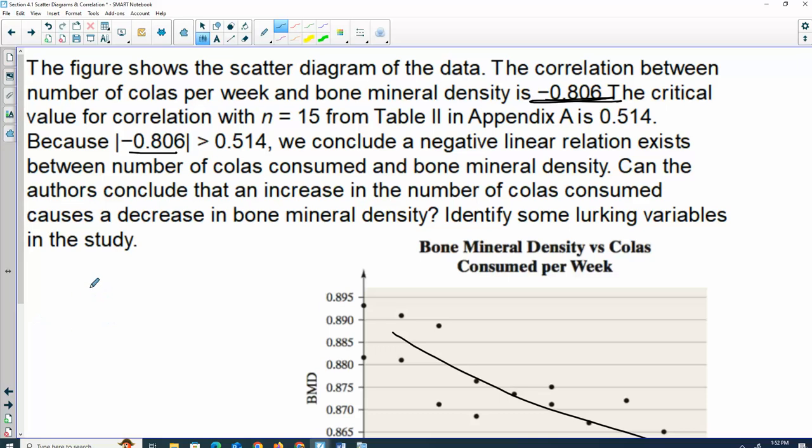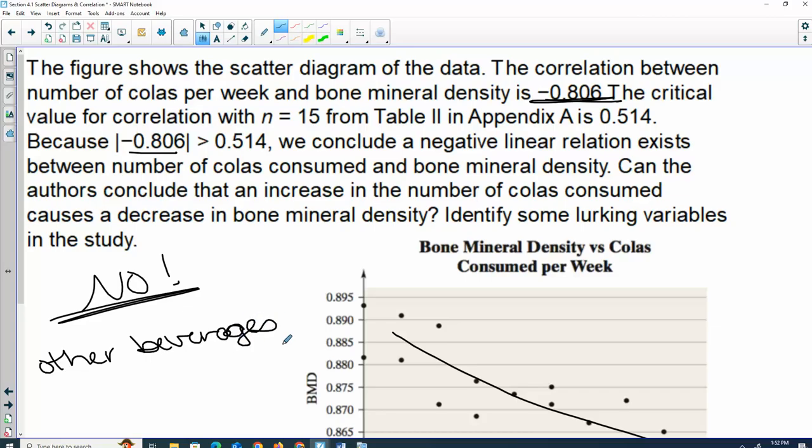So we can't say that one thing caused the other. Okay, so your lurking variables might be other beverages or something like that. So just be very, very careful. We are not proving something caused another. We're just showing they are related.